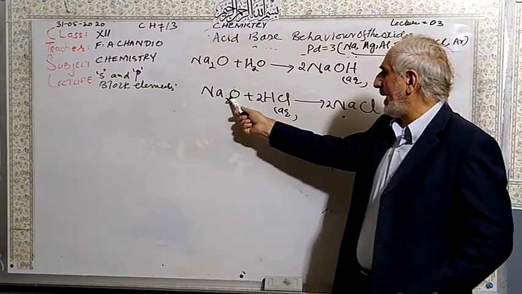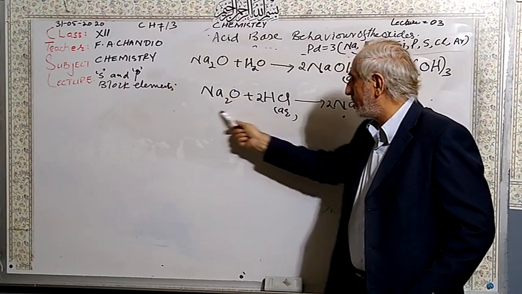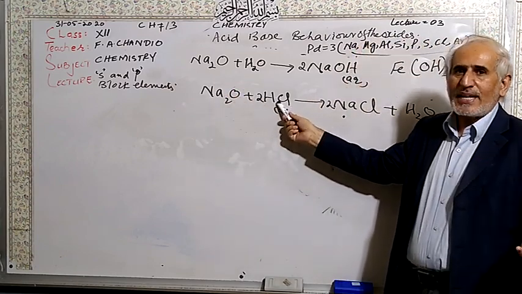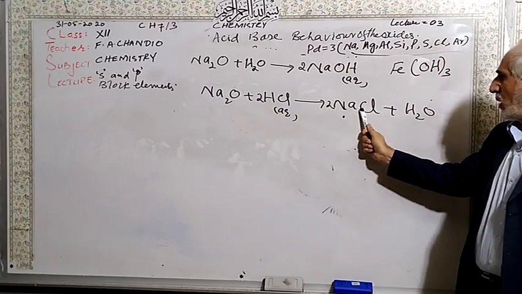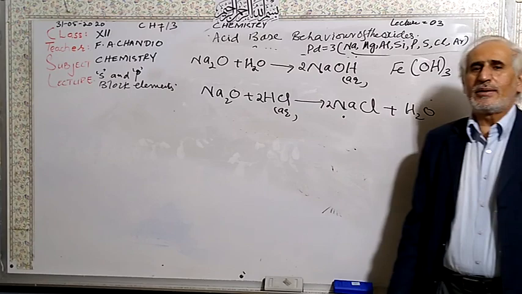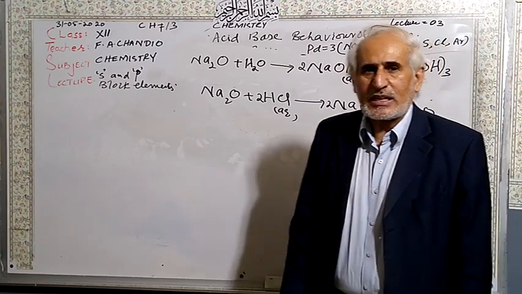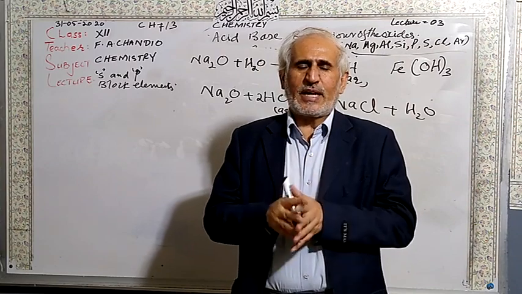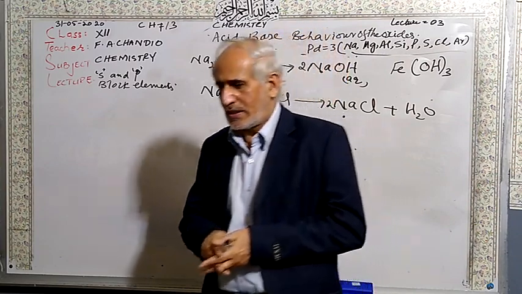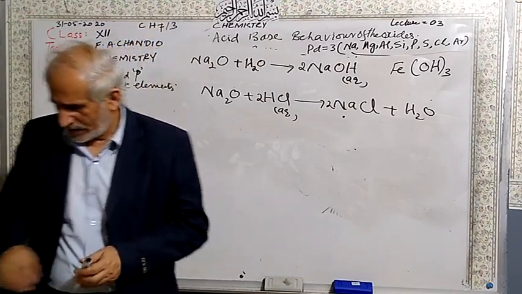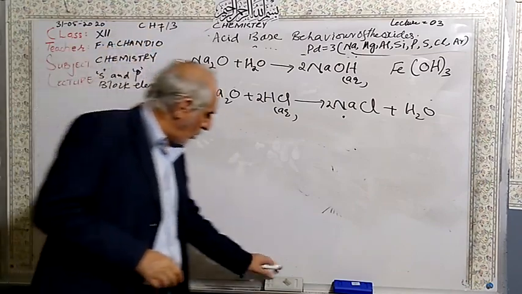So sodium oxide, a basic oxide, reacts with hydrochloric acid, a strong acid, to give sodium chloride, aqueous, a salt, and water, liquid. So this reaction is neutralization. When bases react with acid to form salt and water, this is called a neutralization reaction. So this is number one.